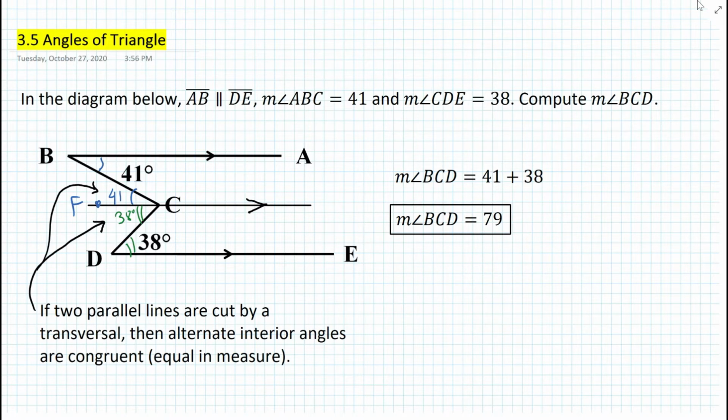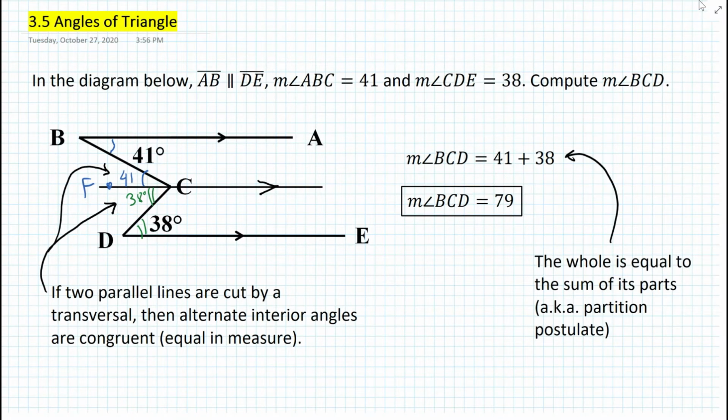Again, we were able to solve this problem because we used a theorem, which is if two parallel lines are cut by a transversal, then alternate interior angles are congruent or equal in measure. Why were we able to add them up? Well, we were able to add them up because the whole is equal to the sum of its parts, which is also known as the partition postulate. As you notice so far, there are many definitions, postulates, and theorems that we can use in geometry to solve problems either of algebraic nature or in terms of proofs.